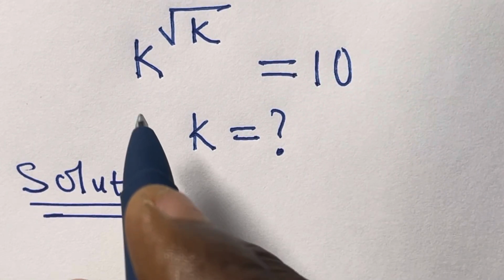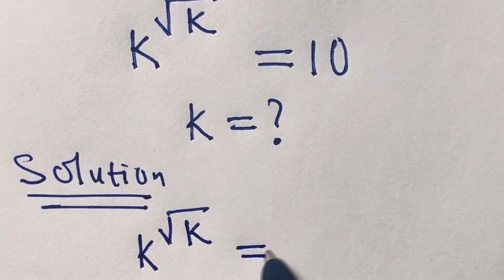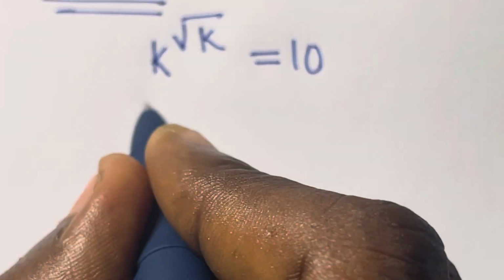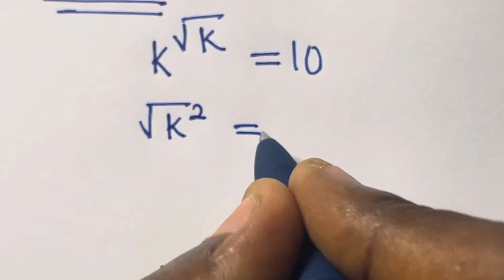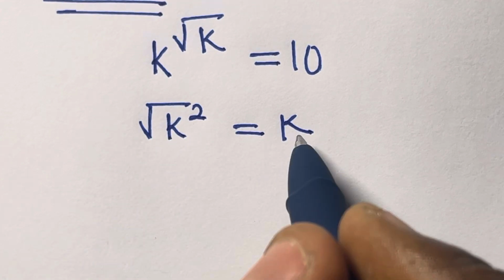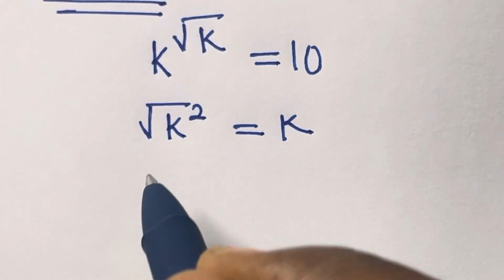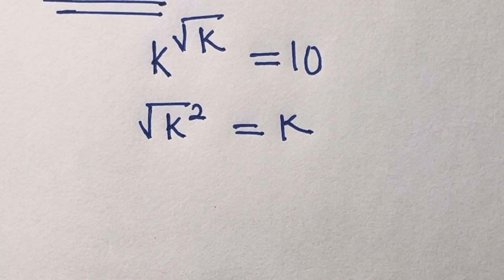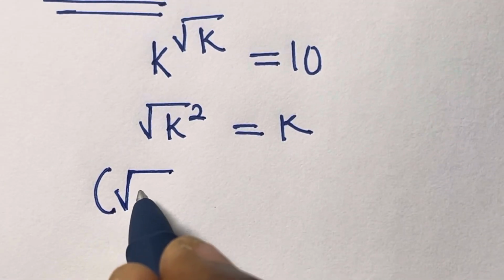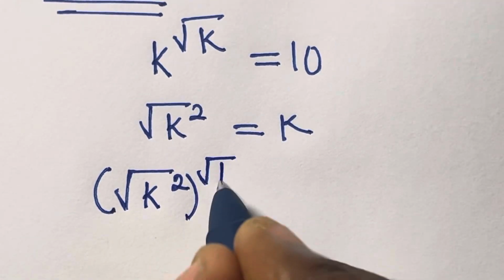What we have is k raised to power k equals 10. However, you have to note something here: if you say square root of k squared, this equals k, because this square cancels the square root, right? So we can replace this with this. So we will have square root of k squared, all right? Then raised to power k.